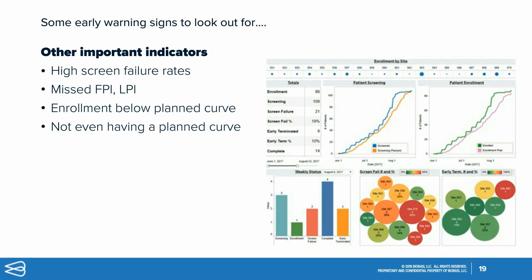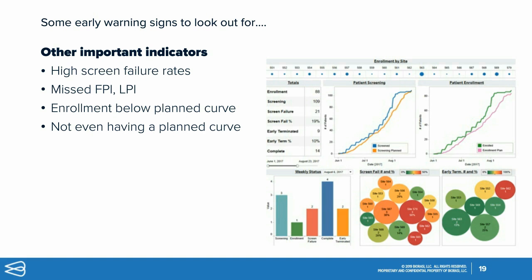And then other things like, obviously, missing the major milestones, like first patient in and last patient in. But really more important, I think, than even those single dates, is tracking enrollment and tracking screening, on a plan versus actual, on a continuous basis, and making sure that you take a look at those two lines.